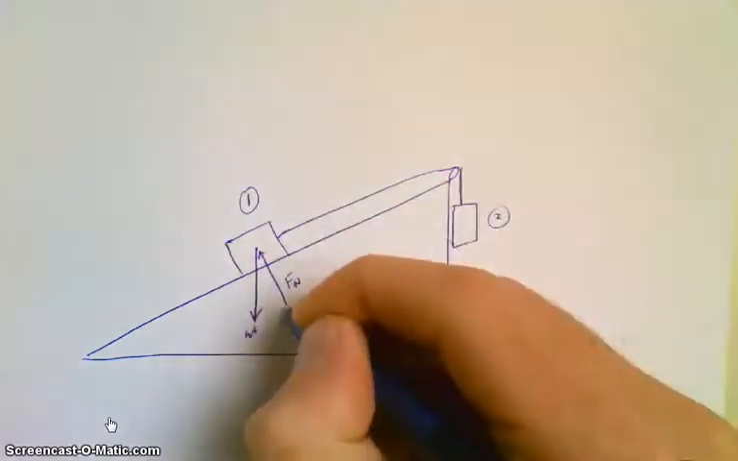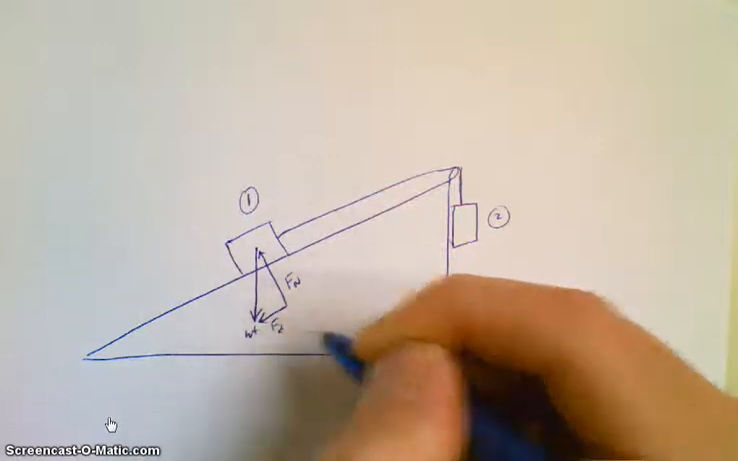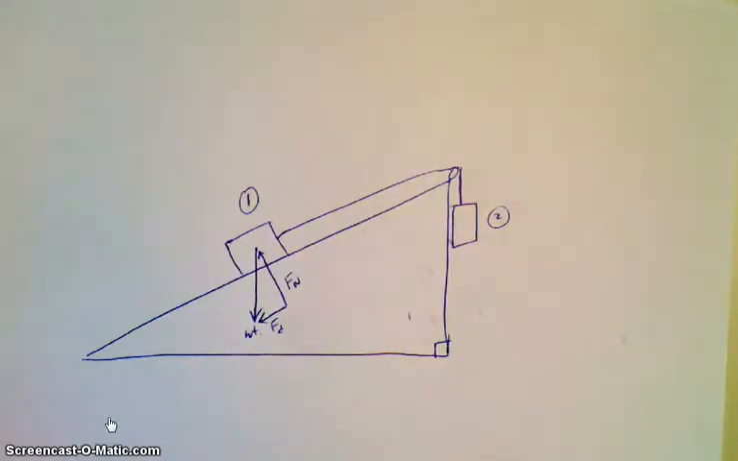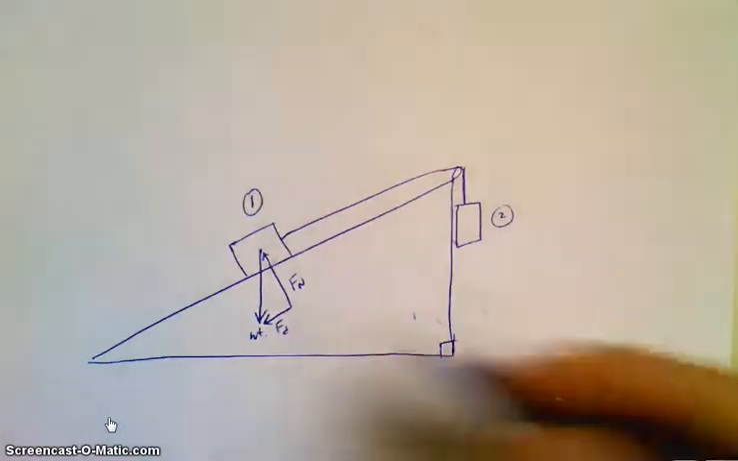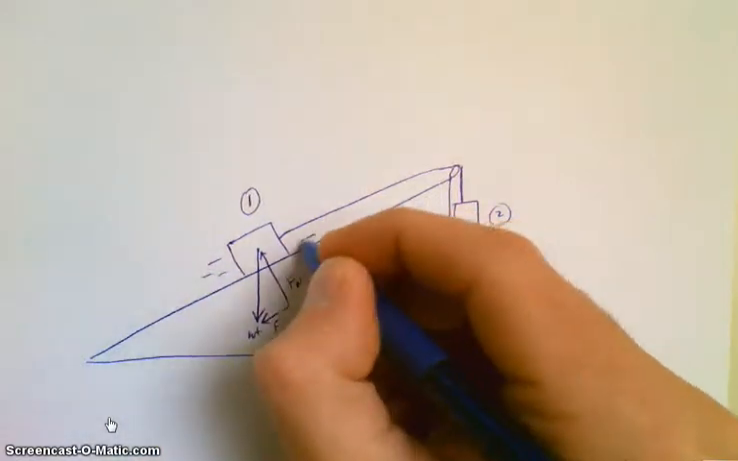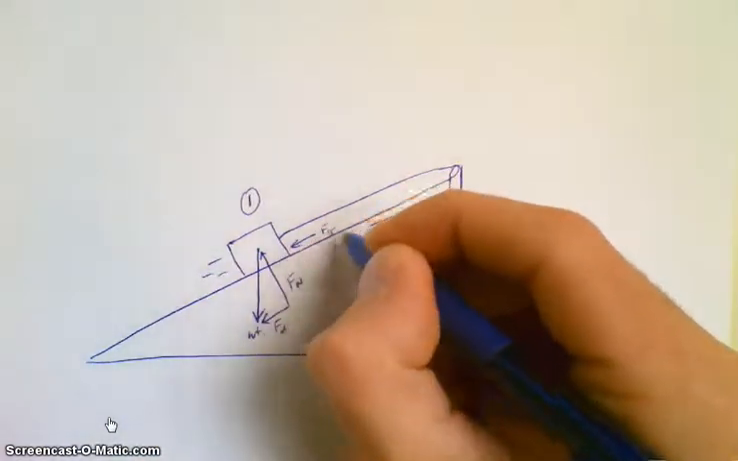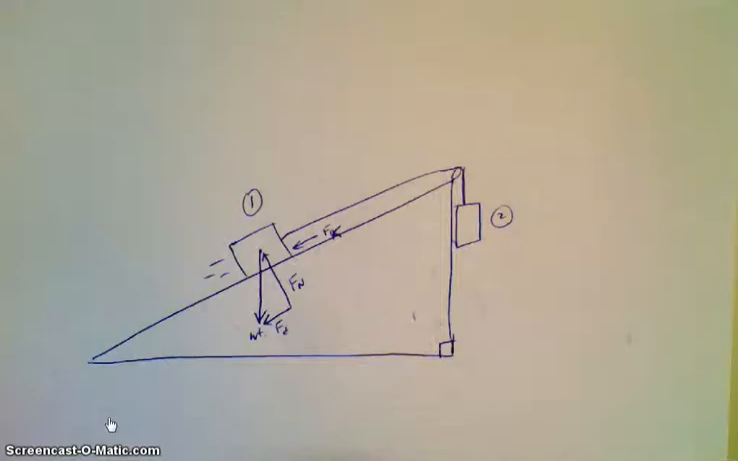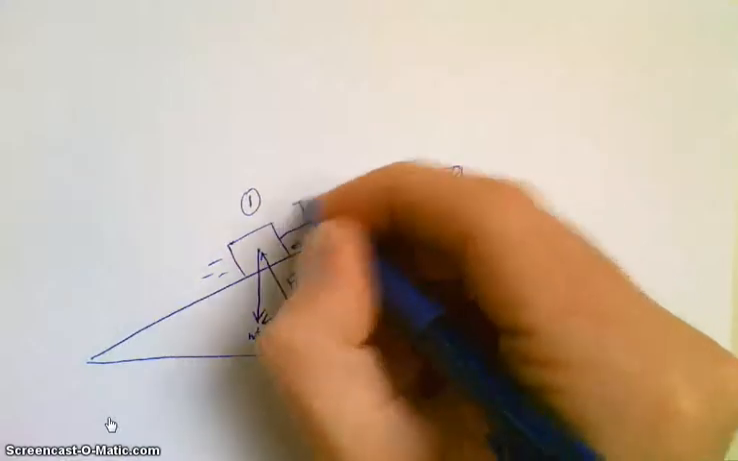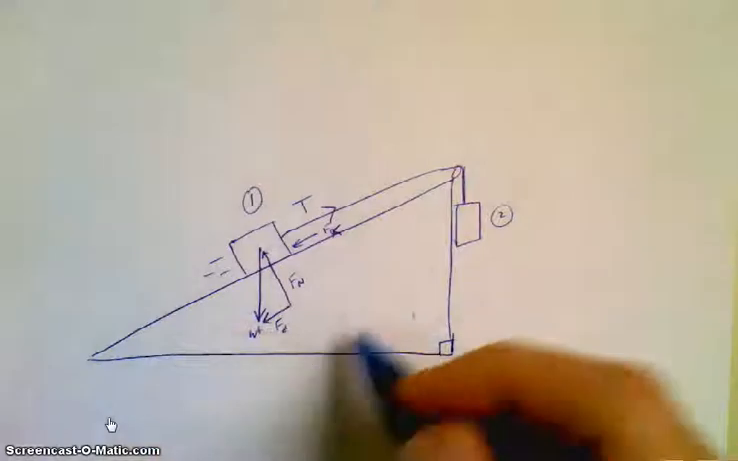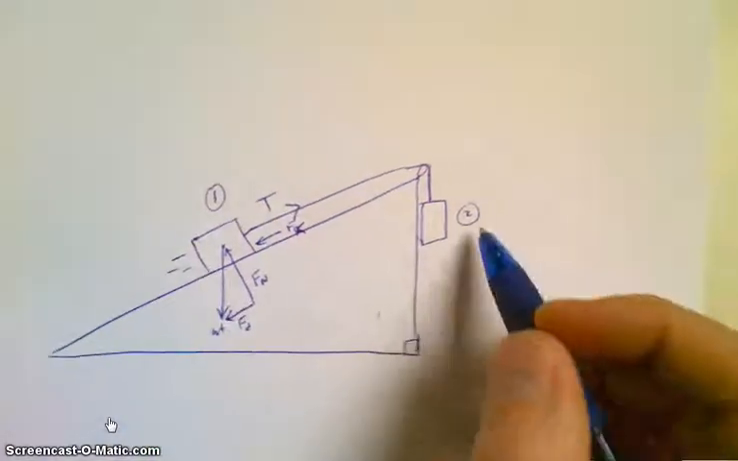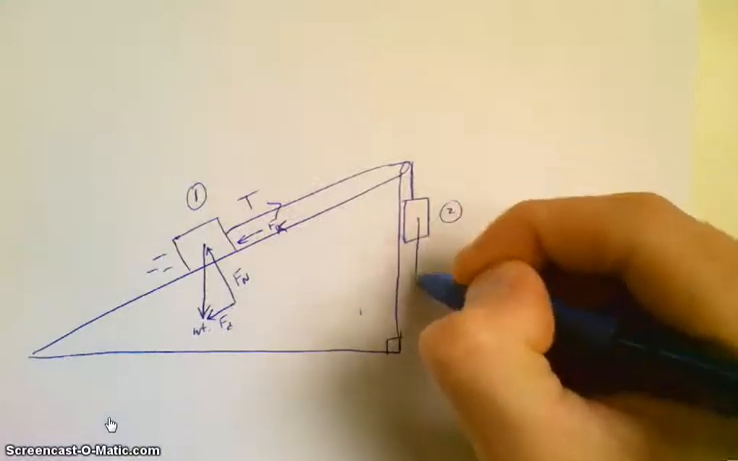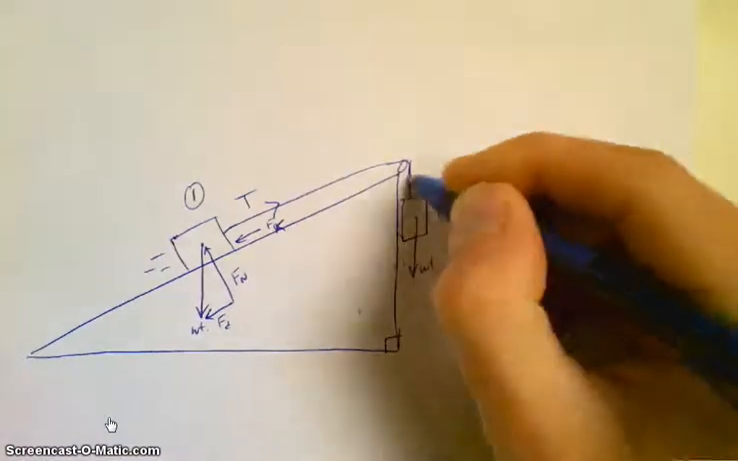Fn, Fd, what else? Okay, which way is kinetic friction? Why is it down the ramp? Yeah, it says the block slides up the ramp, so kinetic friction is going to be down the ramp. And what else is pulling on this? Tension in the rope. Those are all the forces that are acting on block 1. Block 2, what do we have? Weight and tension.